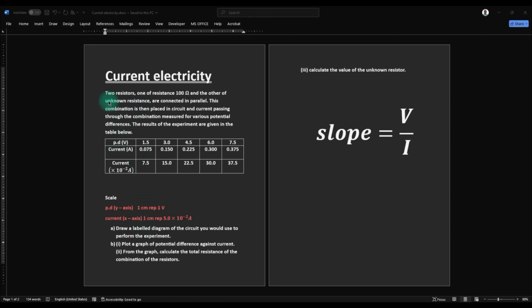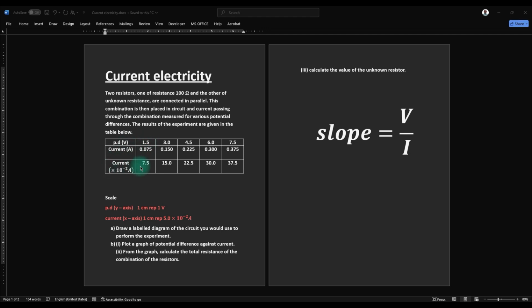So the question is: two resistors, one of resistance 100 ohms and the other of unknown resistance, are connected in parallel. This combination is then placed in a circuit and the current passing through the combination is measured for various potential differences. The results of the experiment are given in the table below. As you can see, we have potential difference and also current.